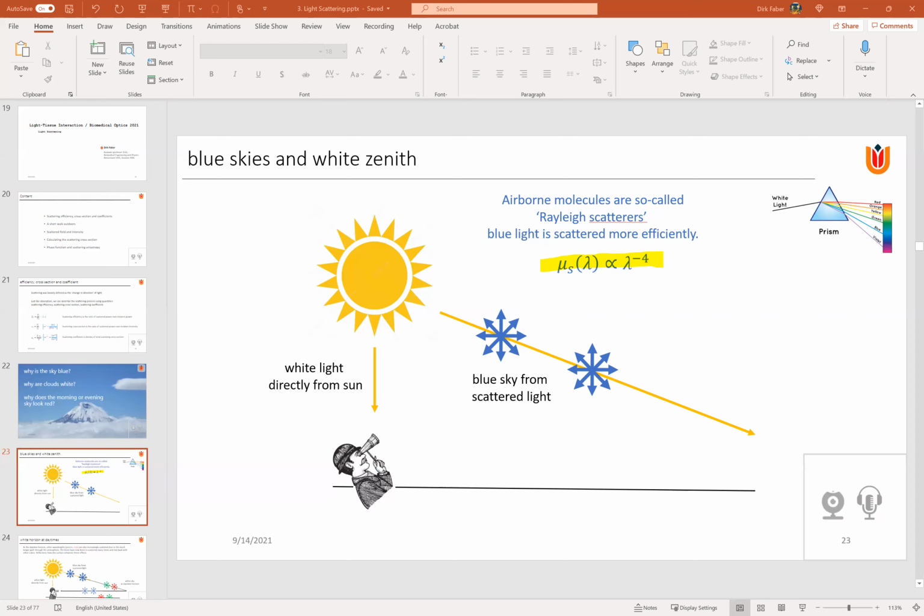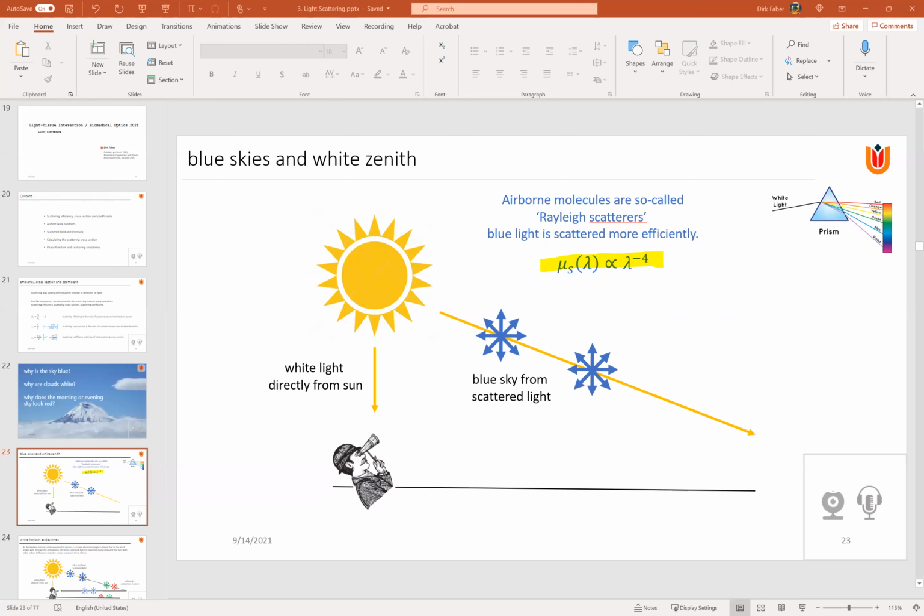So the absorption coefficient is going to be proportional. It's a little bit hard to see, but it's going to be proportional to lambda to the power -4. So blue light, which has short wavelengths, is much more efficiently scattered than, let's say, red light. But now back to the other question.